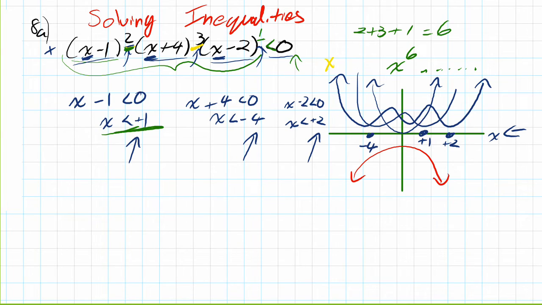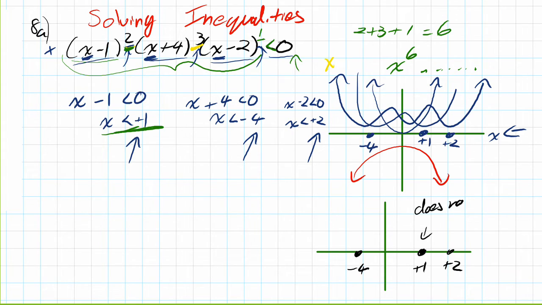I'm going to redraw this graph so that we can make a little more sense of it. We have one point at negative 4, another at positive 1, another at positive 2. We know the graph is going to come down. When it gets to 1, it is going to touch, so it does not cross. I'm going to say does not cross. And then these two are odd. Odd means it's going to cross through our axis.